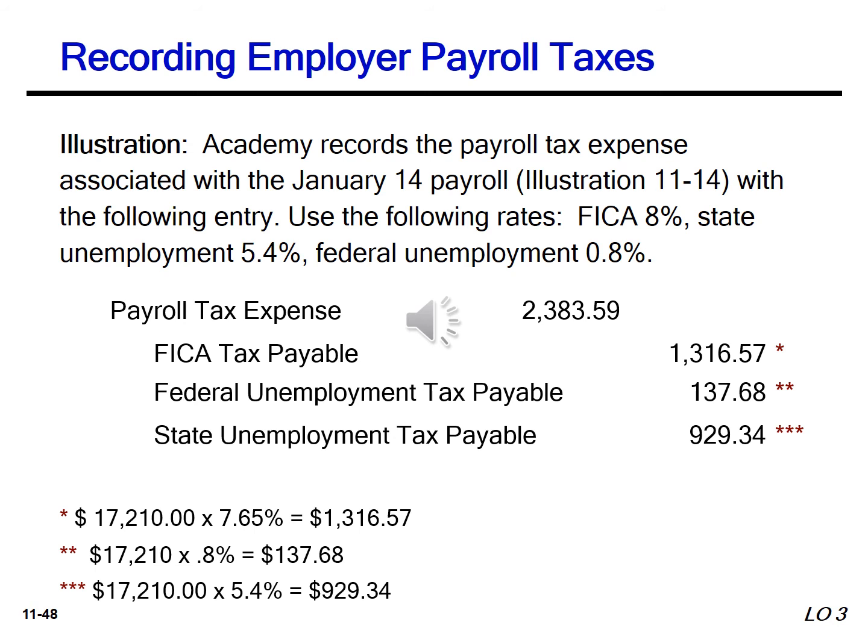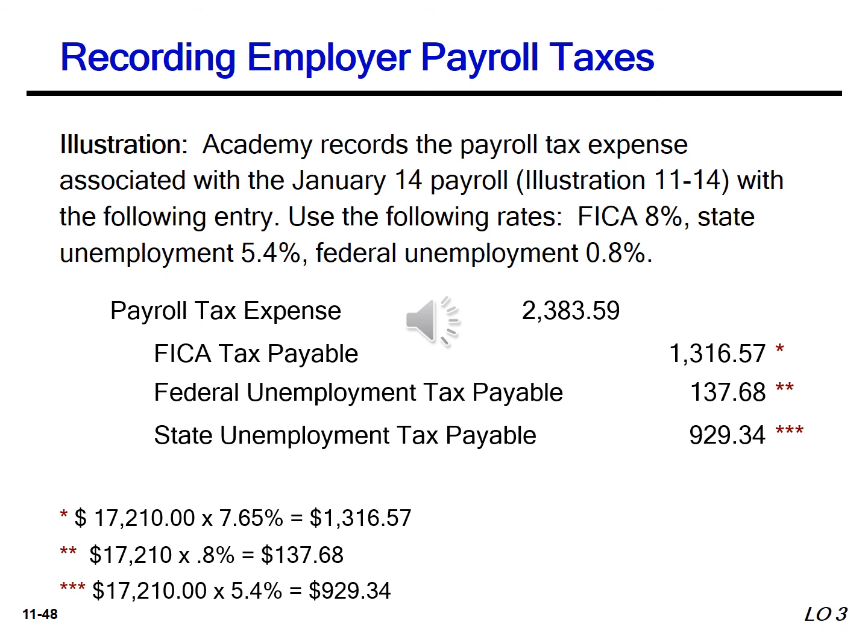So now we're going to debit payroll tax expense with the total amount and credit all the three different amounts and add them together to figure out how much is the expense exactly. So for FICA tax payable, we're gonna multiply 17,210 by 7.65%, and that will give us the FICA tax payable.